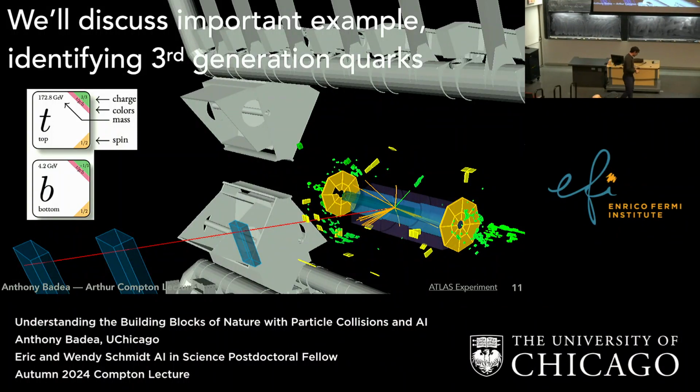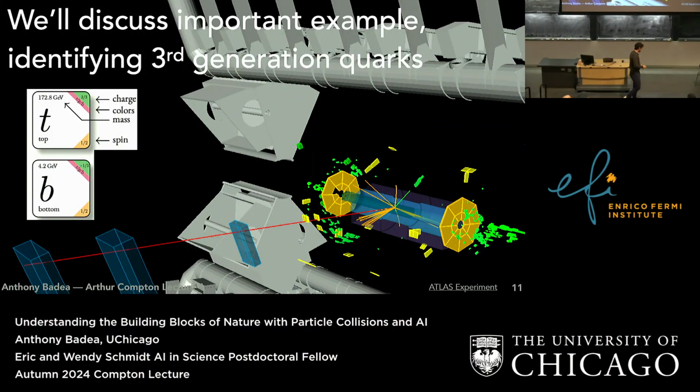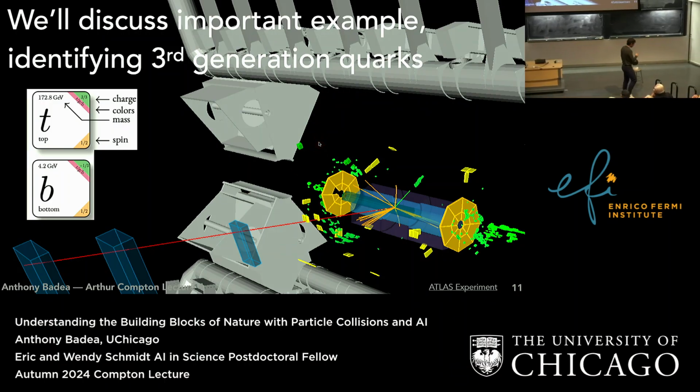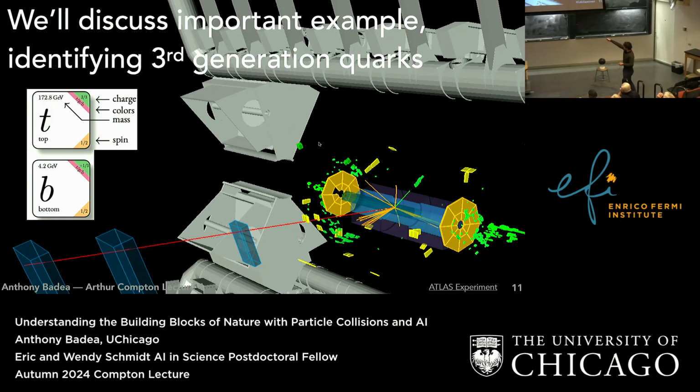And so how I want to go about discussing this is go through an important example, which is identifying third-generation quarks. Third generation meaning the top quark and the bottom quark. So these are the two most massive quarks that we know so far. And they can lead to event displays that look like this, where you have tracks moving through the detector in different directions. You have energy deposits deep in the innermost layers of the detector. And we want to make sense of this.